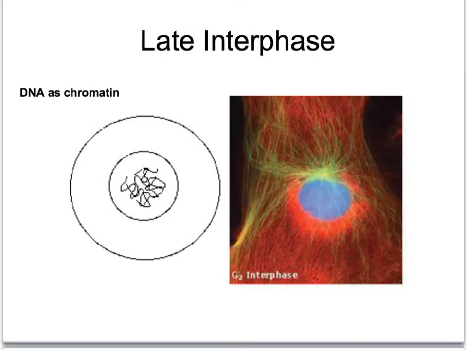Here's late interphase, so this is after the DNA is replicated. In both diagrams here, the drawn one and the photograph, here's the nucleus just in here. You can't see the individual chromosomes. The DNA is here in this diffuse chromatin form. We're now ready to enter mitosis itself, the first stage of the mitotic cell division.